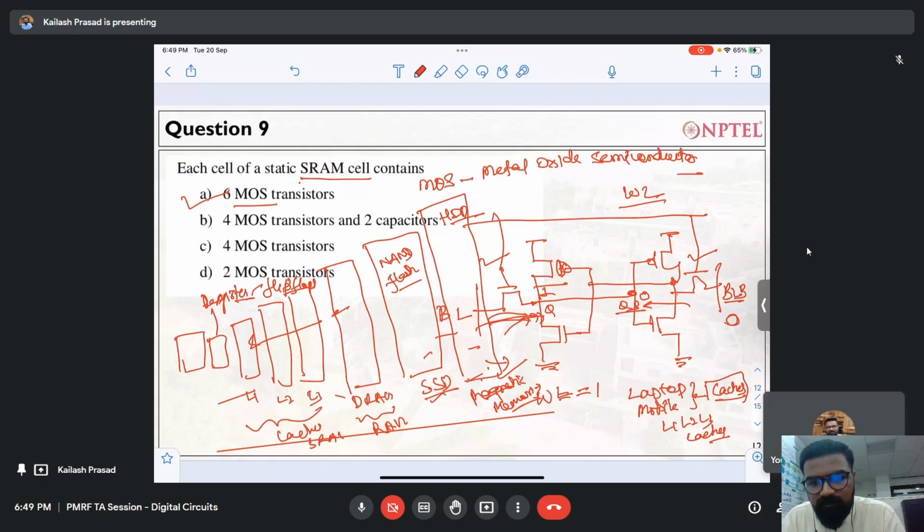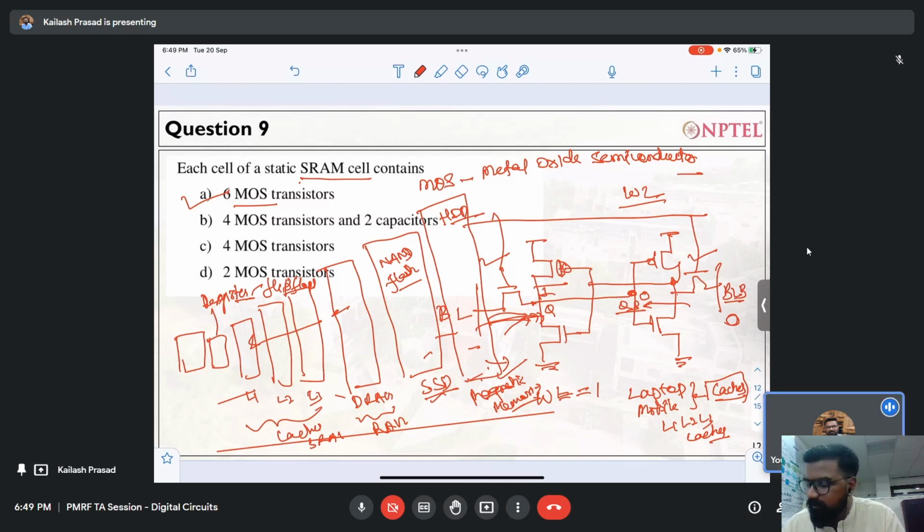Sir, the secondary memory, which is the magnetic memory. How will the storage make it permanent, sir? The storage is permanent only. How does the storage become permanent? What is magnetically storing memory?